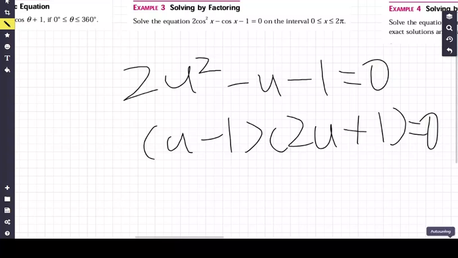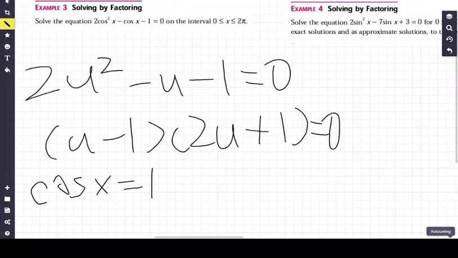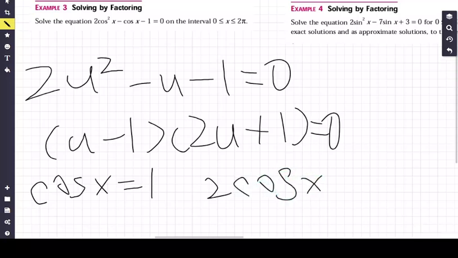So u, we know it's cos x. So cos x is equal to 1. And then 2u plus 1, so I just directly substituted it. You can expand this step if you don't know how to do it. 2 cos x equals negative 1. Alright, no problems in our isolation.